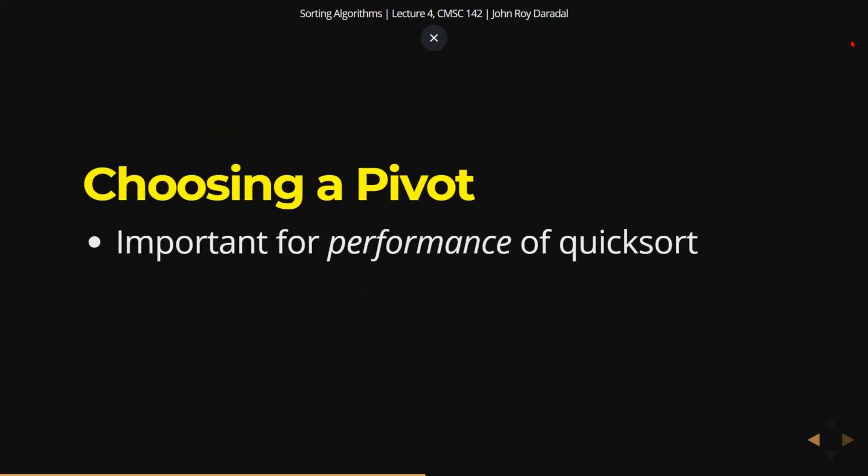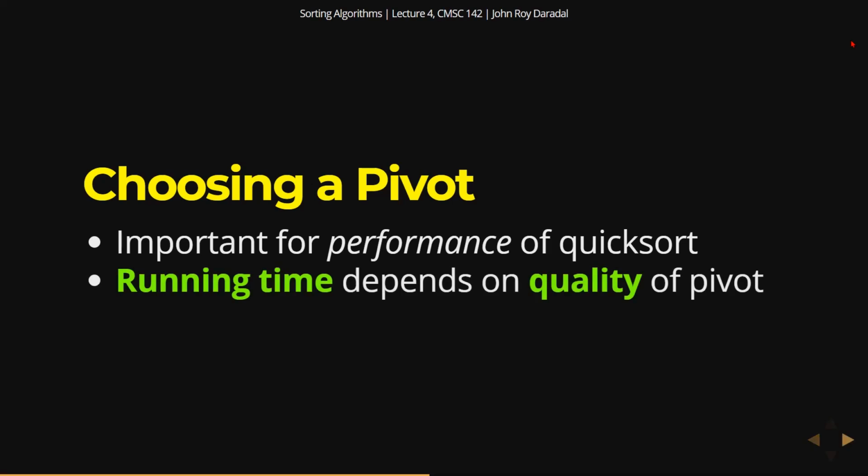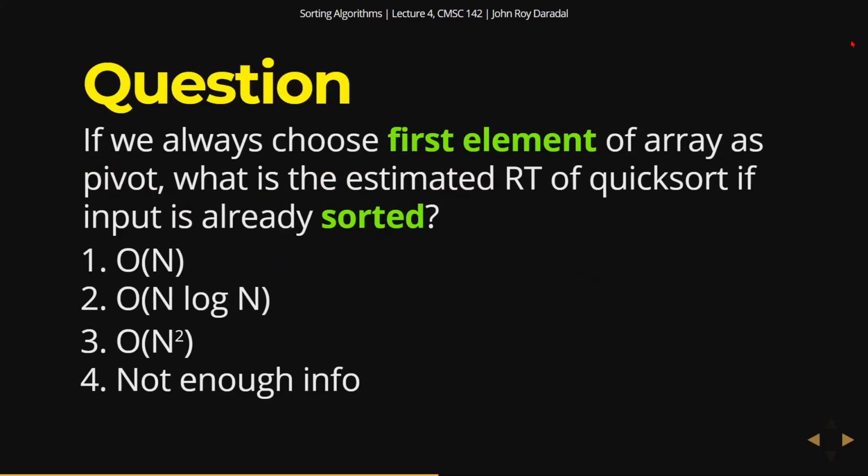Now how do you choose the pivot? It turns out that choosing the pivot is important for the performance of Quicksort, because if you choose a good pivot, then it will have a good running time. Otherwise, if it's a bad pivot, it would also have bad running time. So the running time depends on the quality of the pivot. Let's see how it affects the running time.